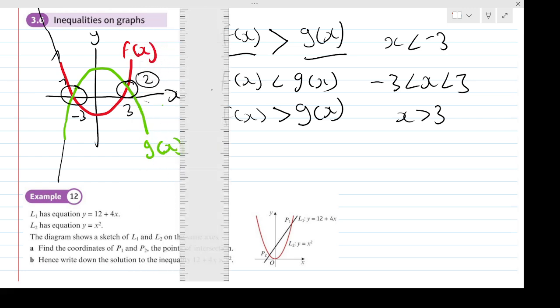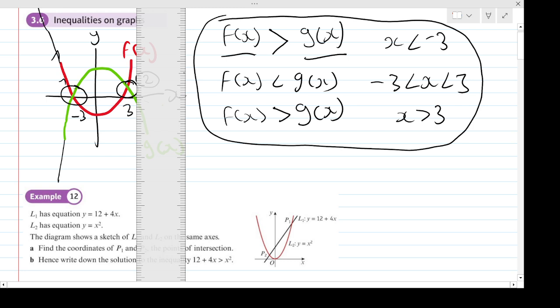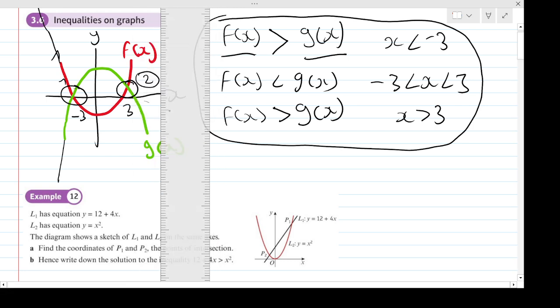And so that describes these three different bits of information. They describe when f of x is above or below g of x at certain points.